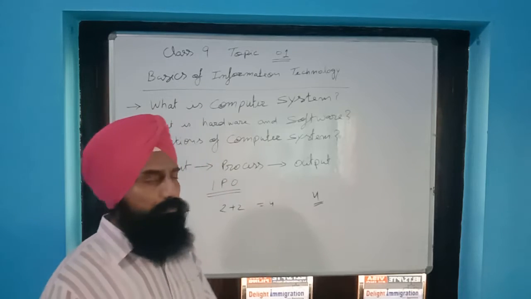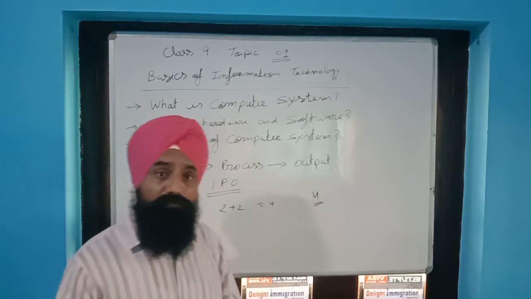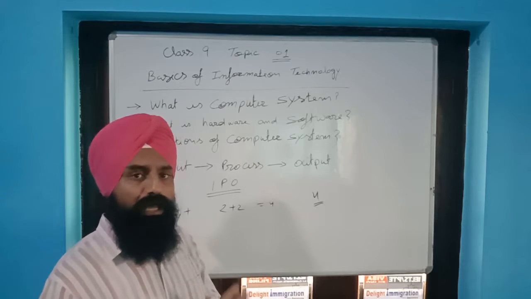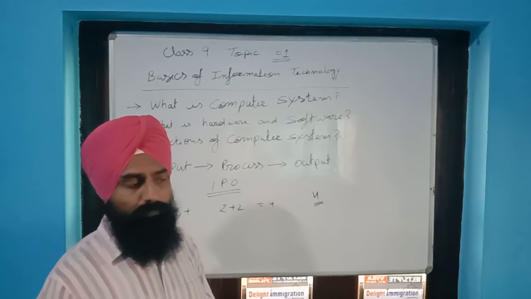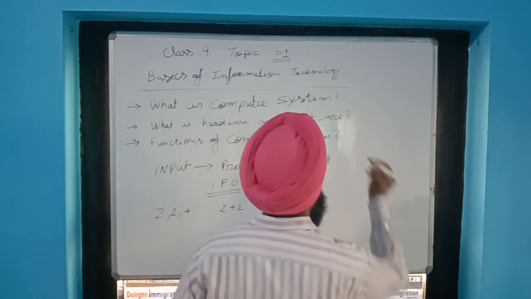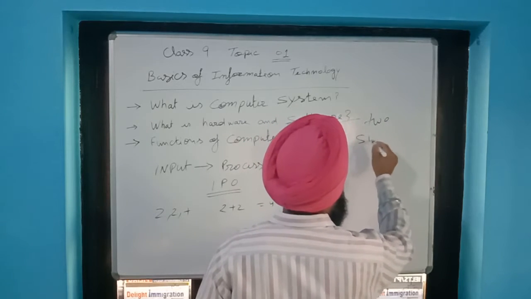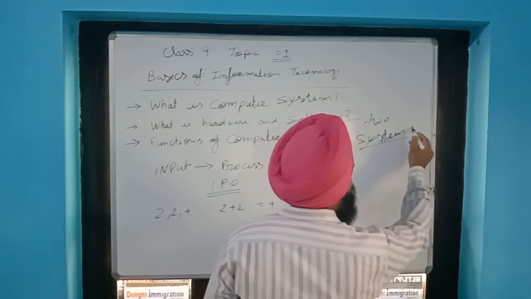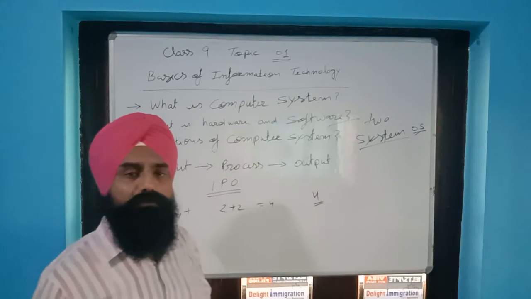Second is software. Software we can't touch, but we can see the effect of the software. Software performs with the help of the hardware and we get its effect. Software is categorized into two types. One is system software. This is known as the OS, operating system.